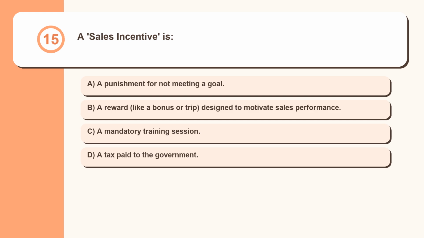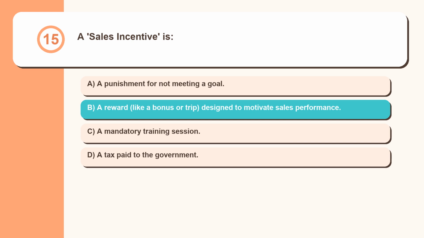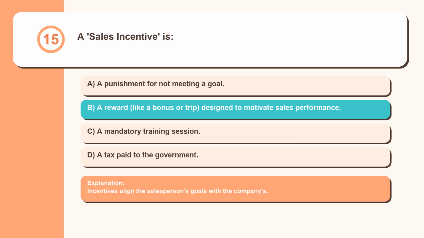Question 15. A sales incentive is a punishment for not meeting a goal. A reward, like a bonus or trip, designed to motivate sales performance. A mandatory training session. A tax paid to the government. Incentives align the salesperson's goals with the company's.